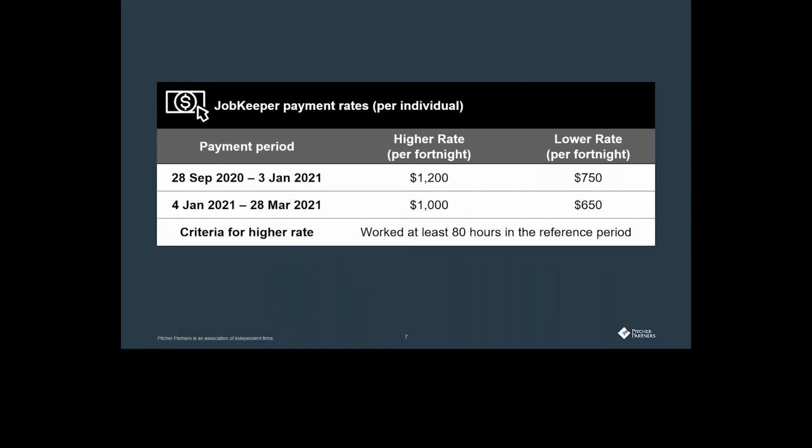One of the big changes to the new JobKeeper 2 provisions is the decrease in the amount of subsidies that are provided. There is a new higher rate and lower rate subsidy, which essentially looks at whether an employee has worked 80 hours in a reference period, which is generally a 4-week period up to 1 March or 1 July. And the rates for extension period 1 are $1,200 for higher rates and $750 for lower rates per fortnight, and then moving to $1,000 and $650 for extension period 2. So there is a winding down of the subsidy that is being provided under the new JobKeeper provisions.